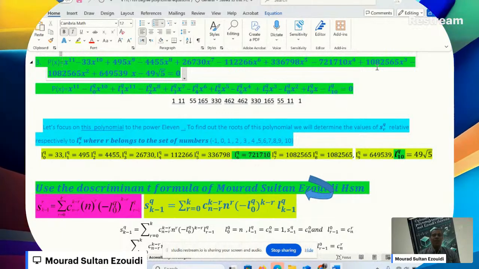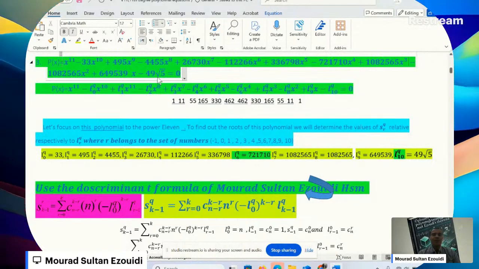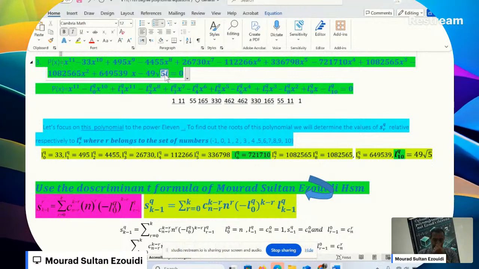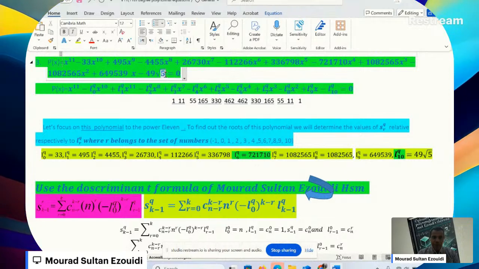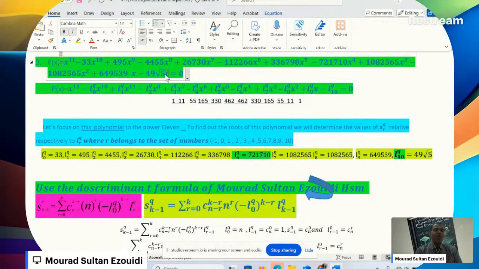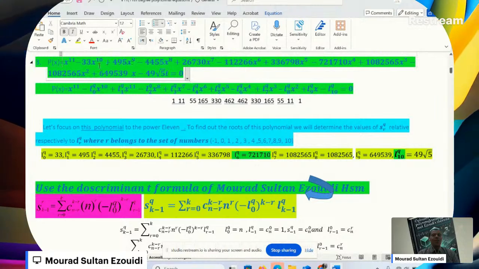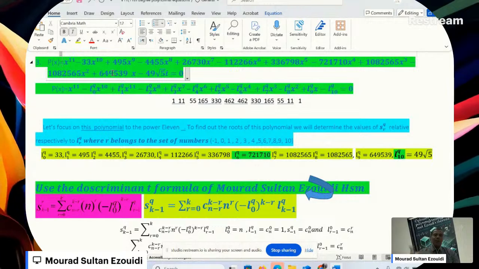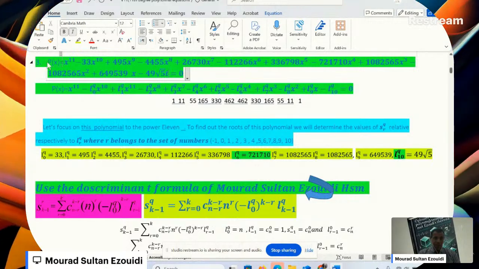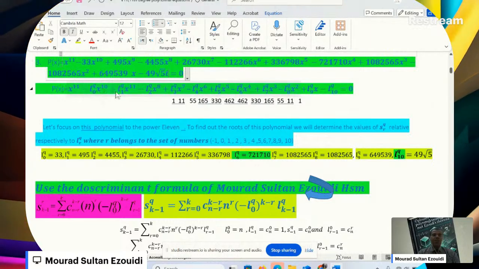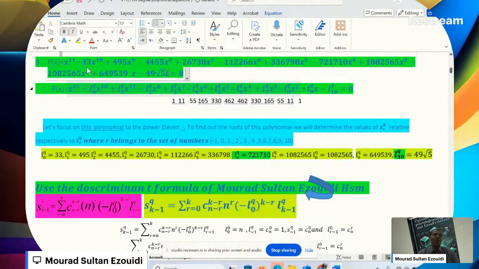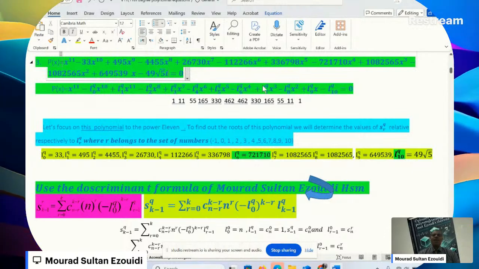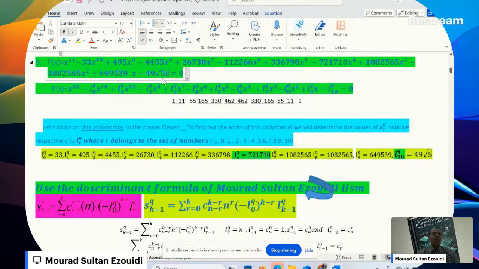plus 649,539x minus 49 root of 5 times i. Okay, so the last term is imaginary, a complex number. My kids, this 11th degree polynomial equation is called the original equation because you should find the new 11th degree polynomial equation that corresponds to it. After equating the original equation with the standard form, we say that L0 equals 33, L1 equals 495, L2 equals 4,455, L3 equals 26,730, and up to L10, which equals 49 root of 5 multiplied by i.